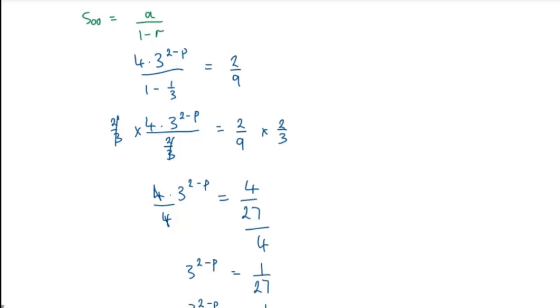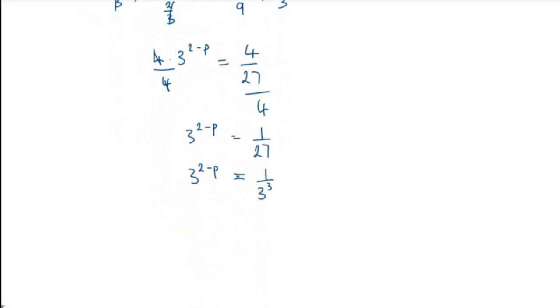We know that 27 is 3 to the power of 3. Now let's write it in proper exponential form. Then 3 to the power of 2 minus p is equal to 3 to the power of negative 3, by your rules of exponents. Same base, so 2 minus p is equal to negative 3. Let's take the 2 over, so negative p is equal to negative 3 minus 2, which means negative p is equal to negative 5. But now because of both the negatives, that means p is equal to 5. So now we've just found the value of p. It's equal to 5.